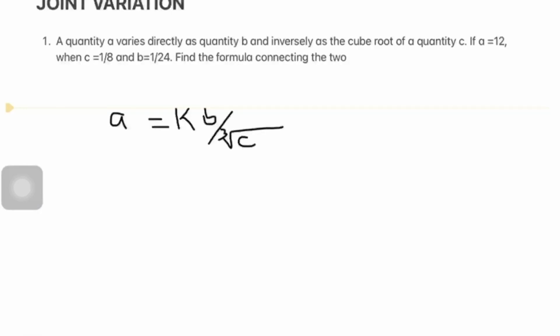And then we come to the substitution, where we have A is equals to 12 when C is equals to 1 over 8 and B is equals to 1 over 24. Once we get the value of K, because we have the value of A, B, and C, and solve for K, it will be so easy for us to find the formula that's connecting the three, A, B, and C, not 2.